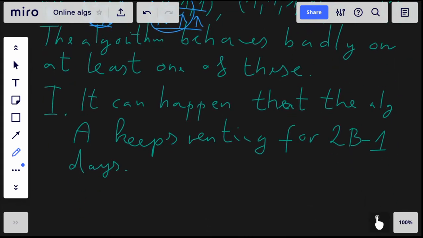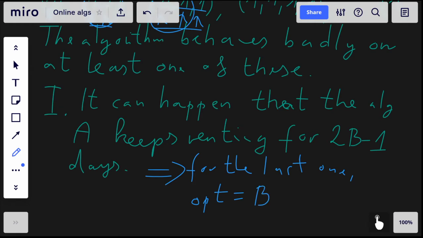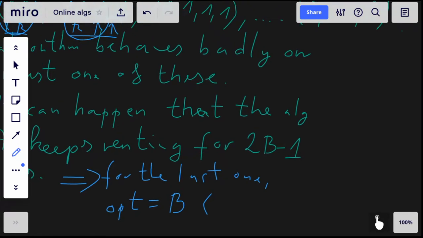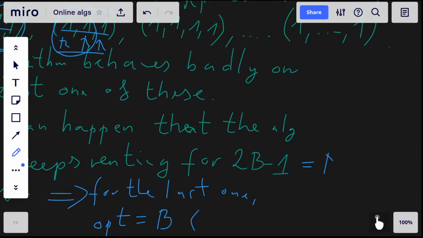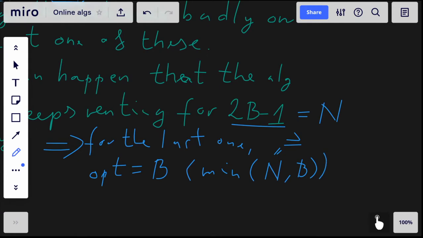So if A keeps renting for 2b minus 1 days, then for the last one, the optimal cost is b, because 2b minus 1 is the number of ones, and the optimum is always the minimum of the number of ones in the input and b, and since this n is 2b minus 1, it's at least as large as b. So the optimum is b, while if you just keep renting for 2b minus 1 days, the algorithm's cost is 2b minus 1.